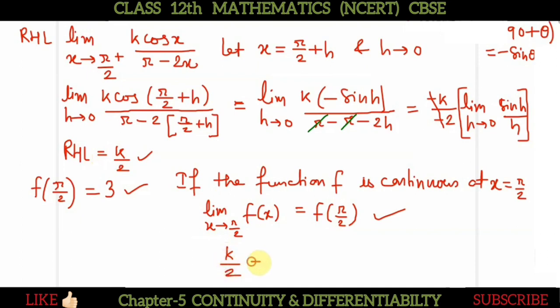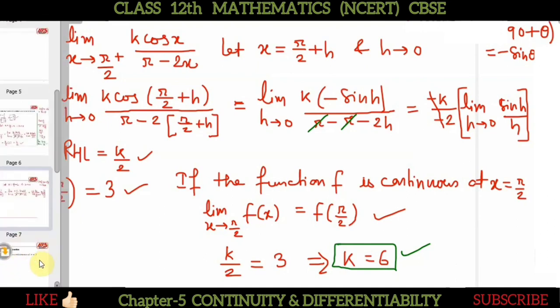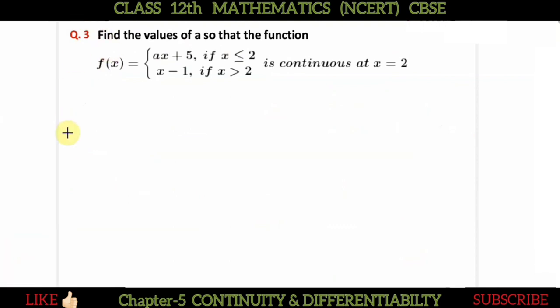So k by 2 must be equal to f of pi by 2, and that is 3. So in that way we can calculate the value of k. So k equals 6. Is it okay? Okay, k equals 6. Fine. So in this way we can calculate the value of k. So this was something different from the questions which we have solved till now.